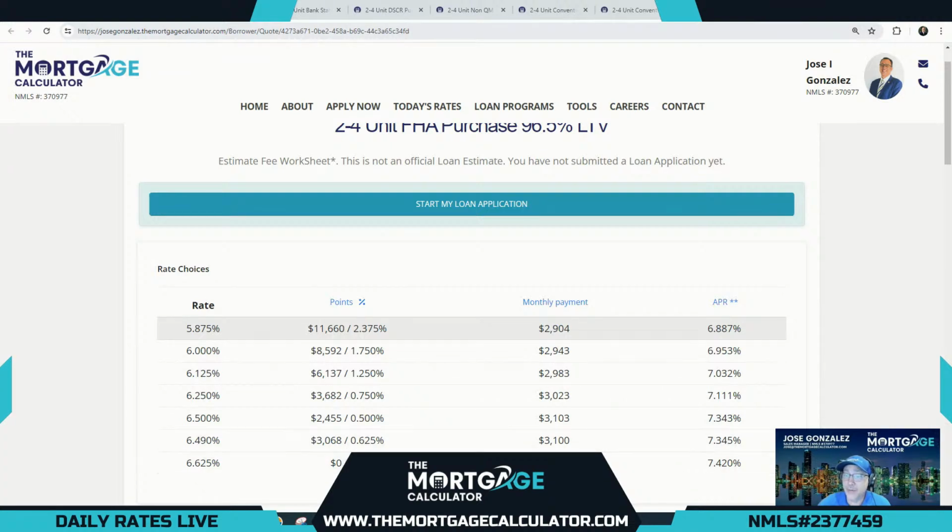Looks like we're getting some improvements here. And you can buy that down all the way to 5.875 at a cost of 2.375 points.